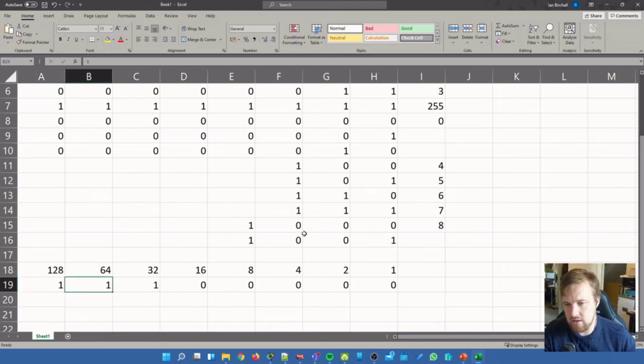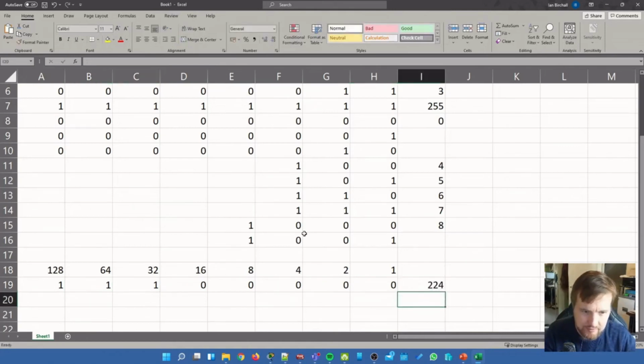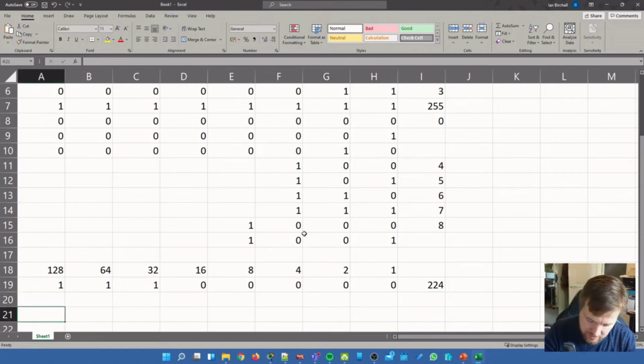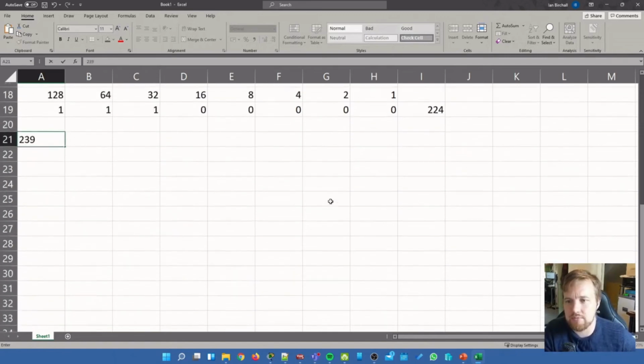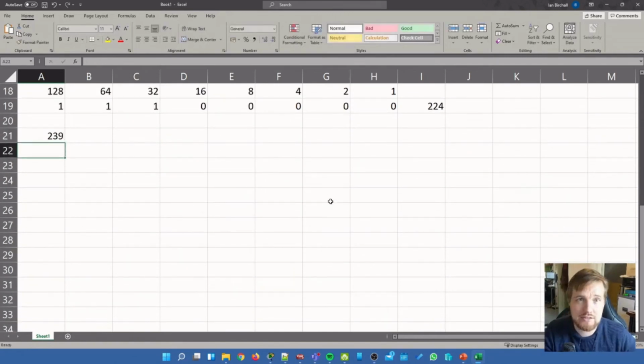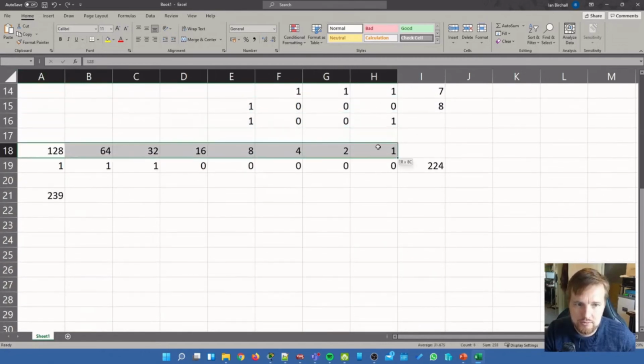160, and then 224. Yep, fantastic. So what if you get a value where they'll say, okay, you want to convert the number 239 into binary? That becomes a little trickier. You can do it using the decimal conversion. So you can literally write out your 128 table as we did just a moment ago.